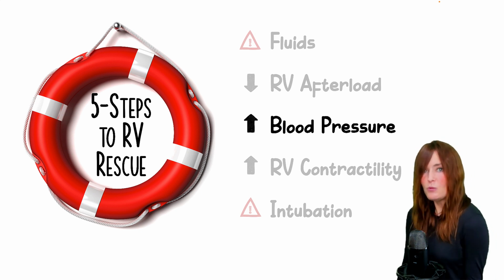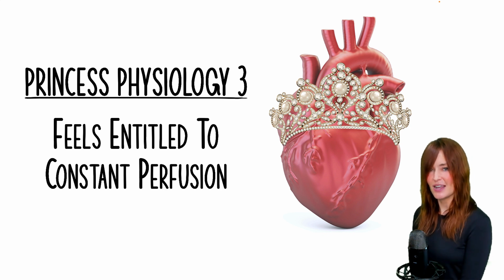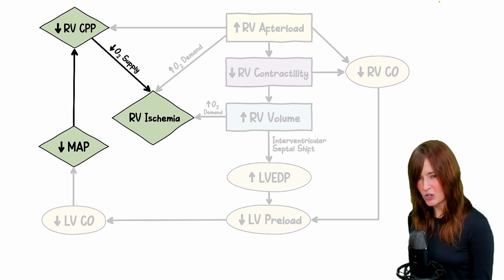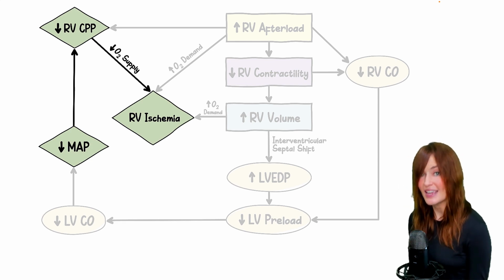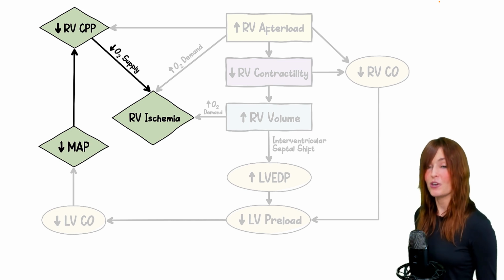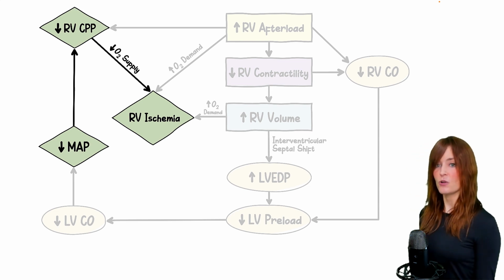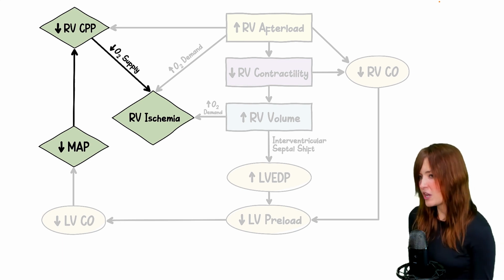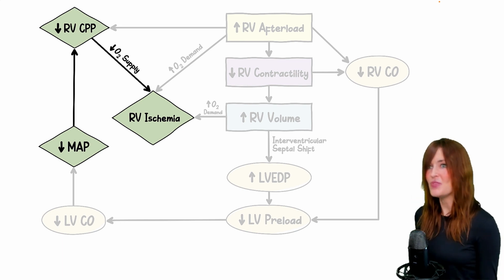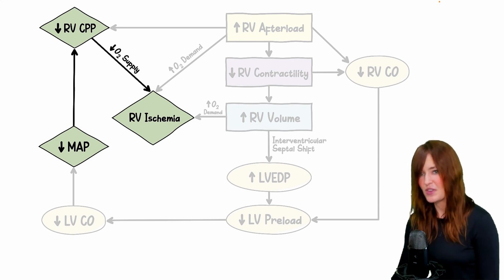Now, why do we care so much about supporting our systemic blood pressure? Well, it has a lot to do with princess physiology number 3, which is that it feels entitled to constant perfusion. So that's this part of our vicious cycle. Our RV is getting ischemic because we've dropped our MAP, we've dropped our coronary perfusion pressures, and this is often the thing that sets off the vicious cycle. You already have an RV that's hurting because maybe the afterload's high, it's losing contractility, but it's kind of hanging in, but then the MAP drops, you drop its perfusion, it gets ischemic, and everything falls apart.